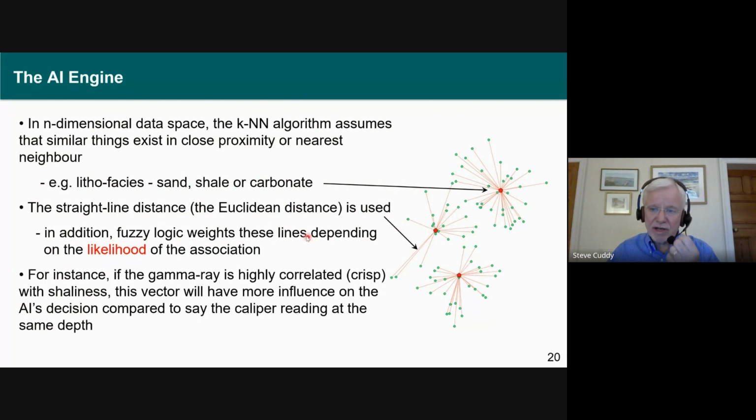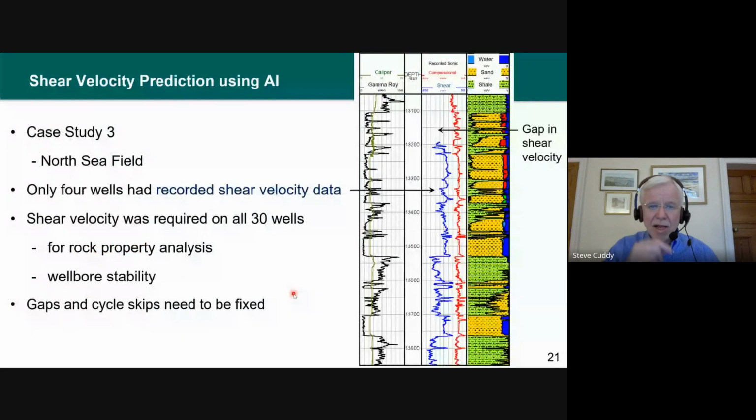But fuzzy logic can go beyond that, because it can weight these lines depending on the likelihood of an association. For instance, if a gamma ray is highly related to shaliness, as it usually is, this vector will have more influence on the AI's decision compared to, say, the caliper, which is reading the same depth, but both are presented to the AI. Now let me show you an example of that.